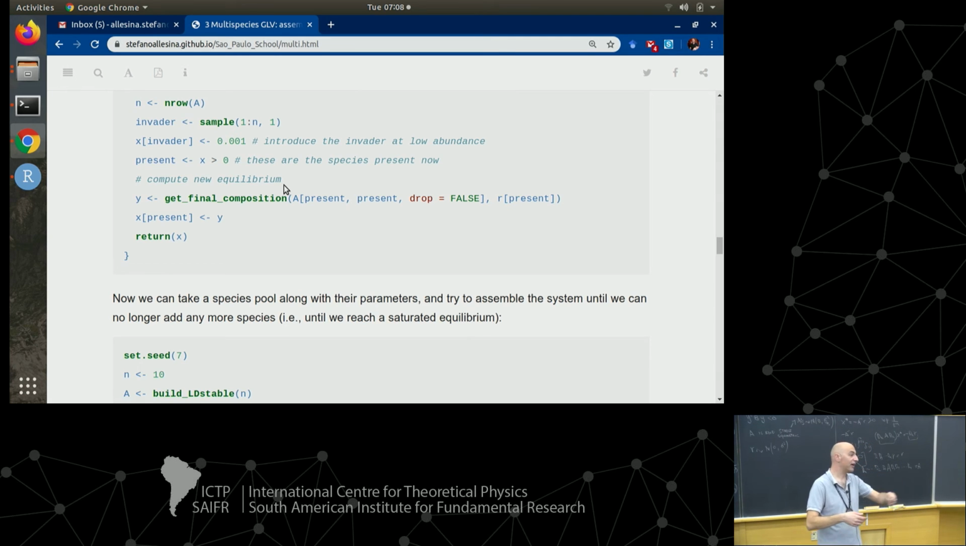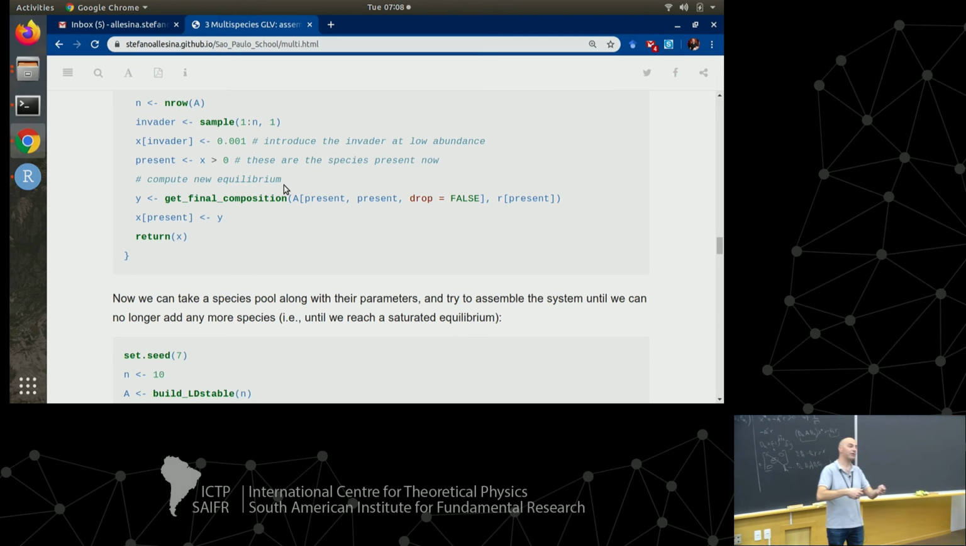So if we reiterate this a bunch of times, we try to invade with a new species, it attaches to the community or not, or it sends some other species extinct. And we can repeat this over and over.